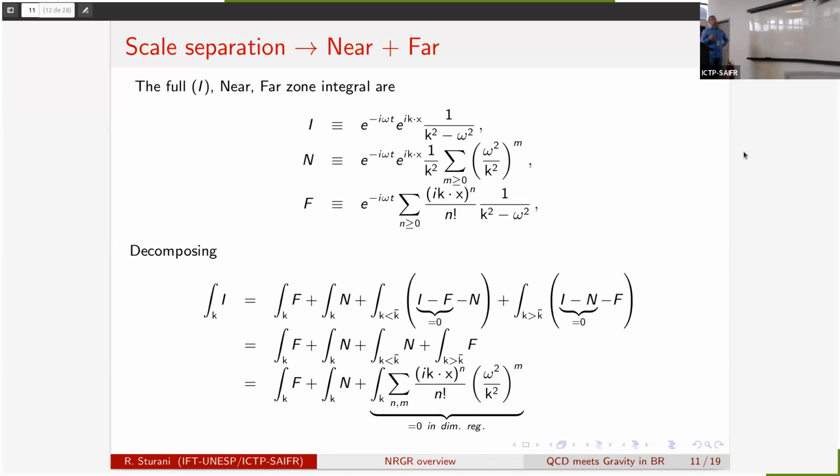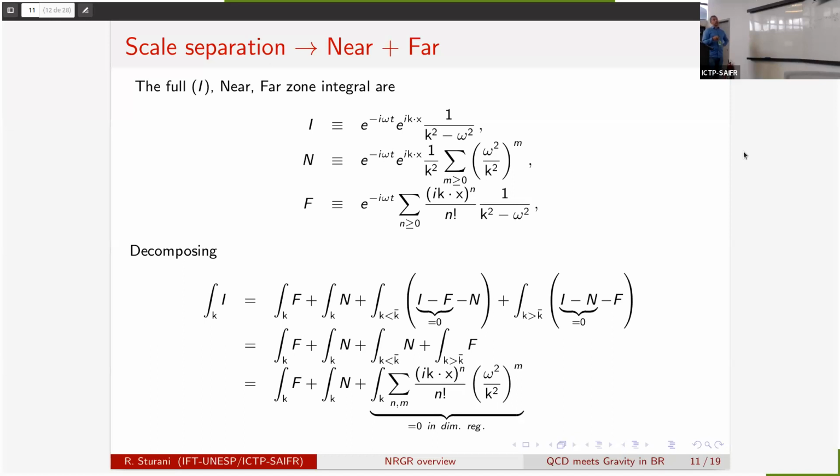Okay. Now, first physical observation. At small k in the far zone, the full integral is equal to the far integral, just because I'm now cutting the measure of integration to small k, and so I minus f here is 0. And so I'm left with the integration over small k of n. And when I integrate only over hard k, then I is equal to n, because for large k, I can do this approximation. So now this piece is equal to 0. So I'm left with this: an integral of n over soft k and an integral of f over hard k.